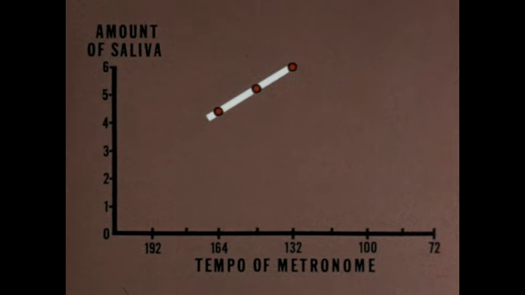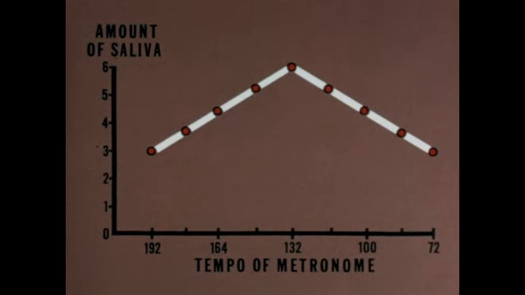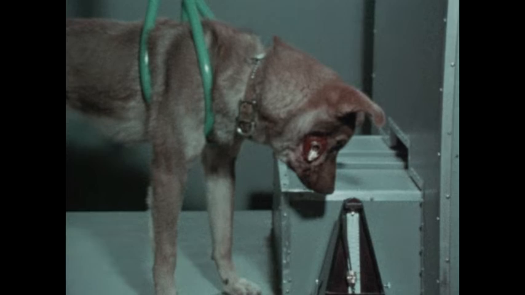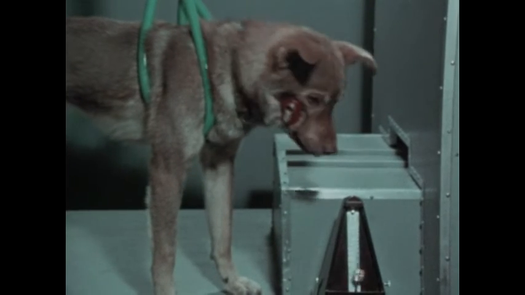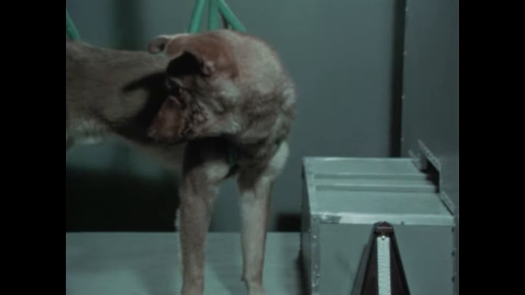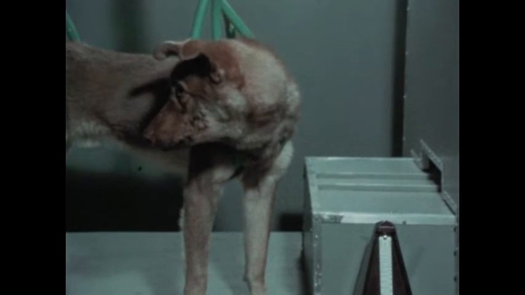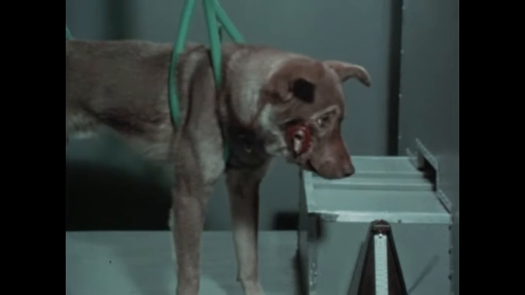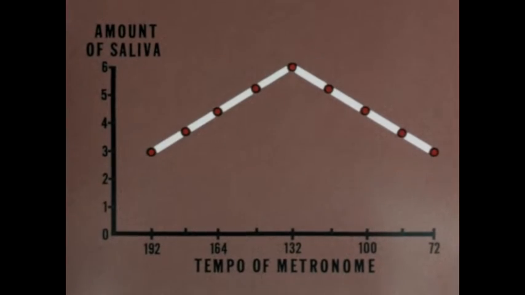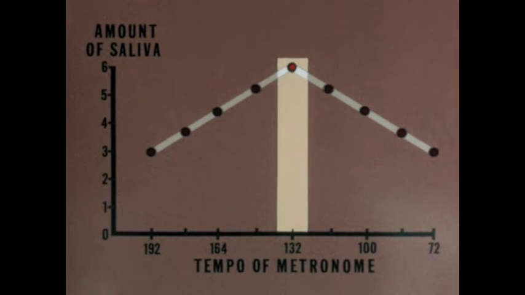This chart shows the amount of saliva produced during several trials at varying tempos of the metronome. The greatest amount was produced at the original tempo, the one used during the conditioning process. The more the tempo varied from the original, the smaller the amount of saliva. After several trials, we can notice a further change. At this tempo, there's no longer any saliva being produced. Eventually, the conditioned response becomes limited to a very narrow range, within 5 or 6 beats per minute of the original tempo.